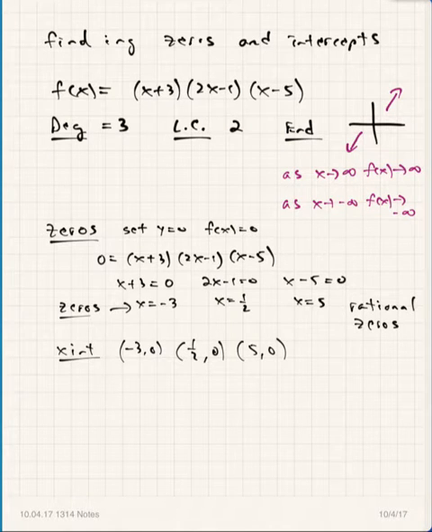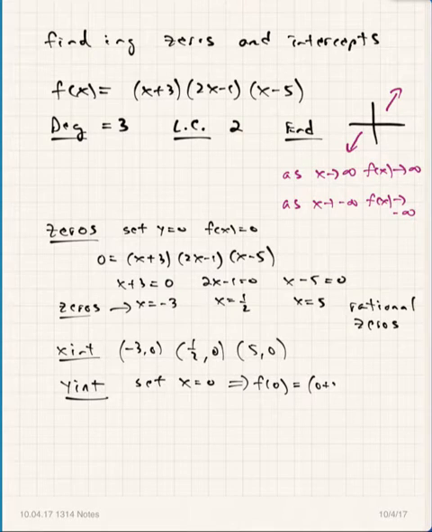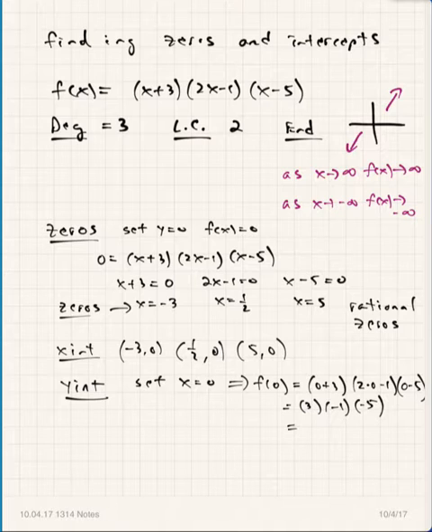The y-intercepts for this function. Remember, for the y-intercept, you set x equals 0 in the equation. And so you get f of 0 to be 0 plus 3 times 2 times 0 minus 1 times 0 minus 5. So you get 3 times negative 1 times negative 5, and so you get positive 15 right there. And so you have a y-intercept at 0, 15.